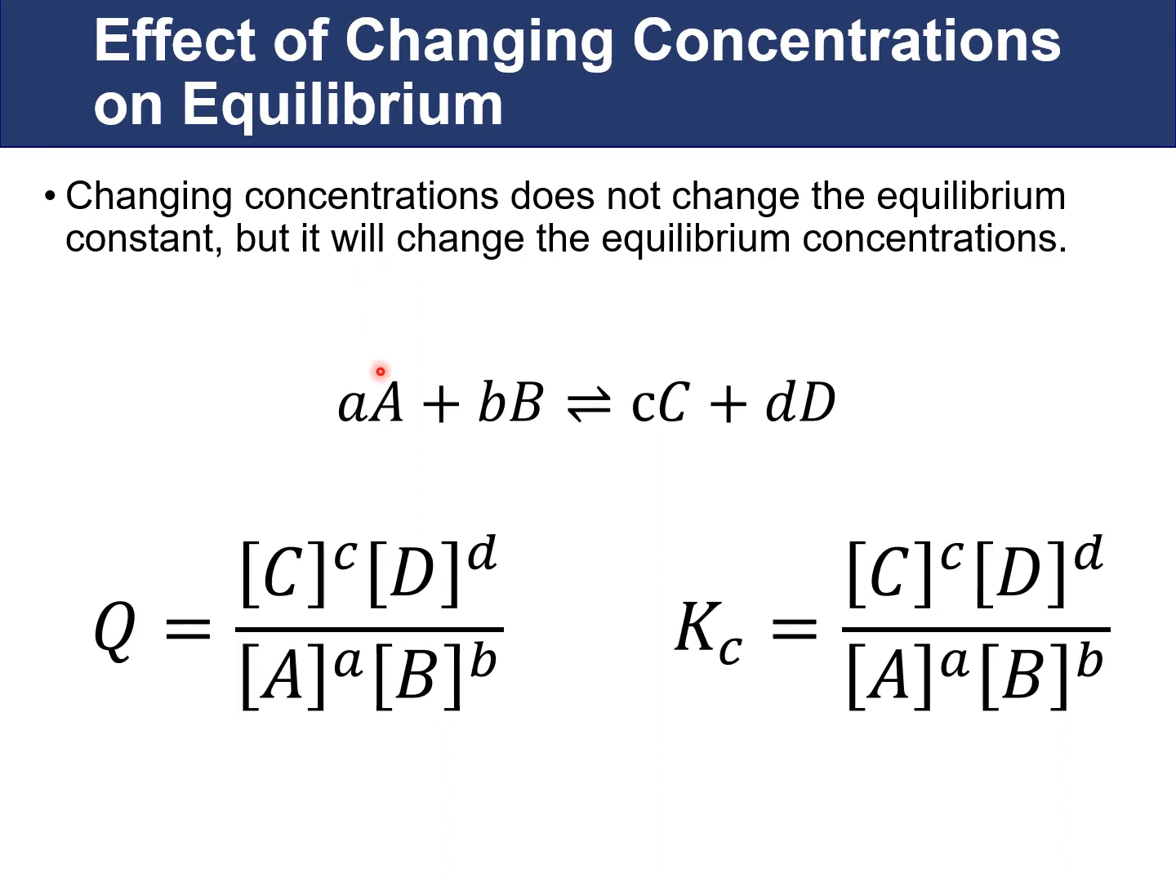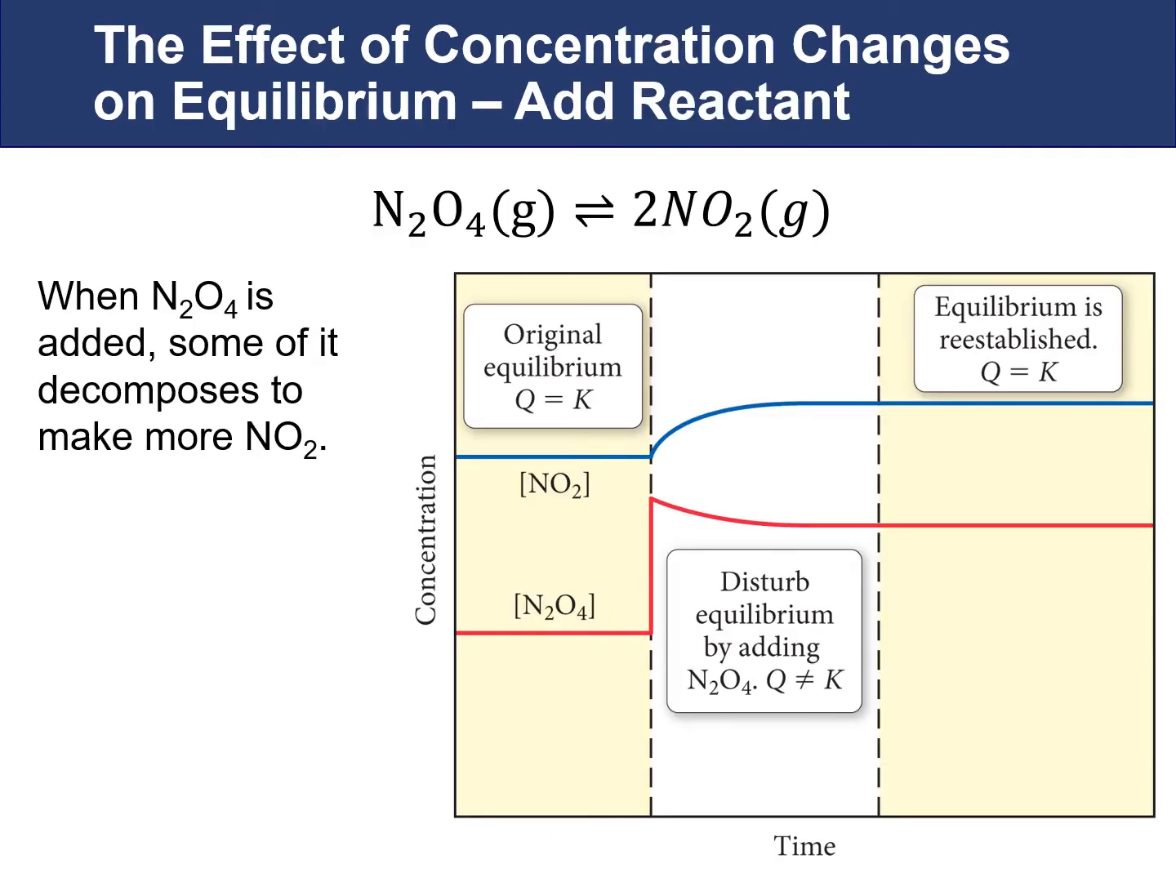If we add more A, the reaction will shift to the right to try to get rid of some of that A that we added. Whatever you do to the system, according to Le Chatelier's principle, a system at equilibrium will attempt to undo the change that you made. Let's now look at a couple examples.